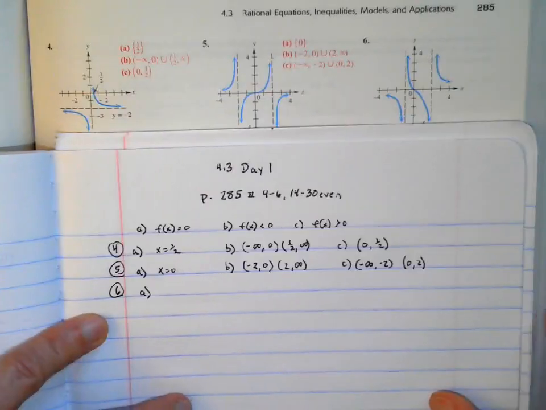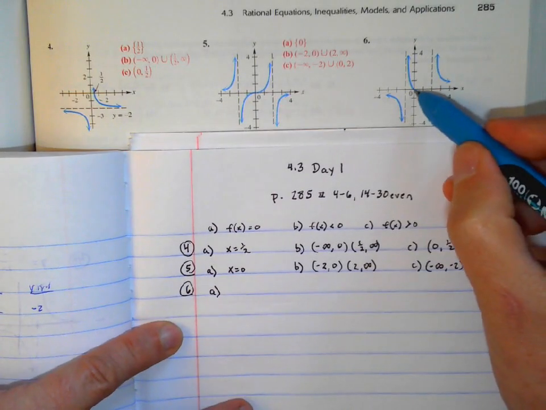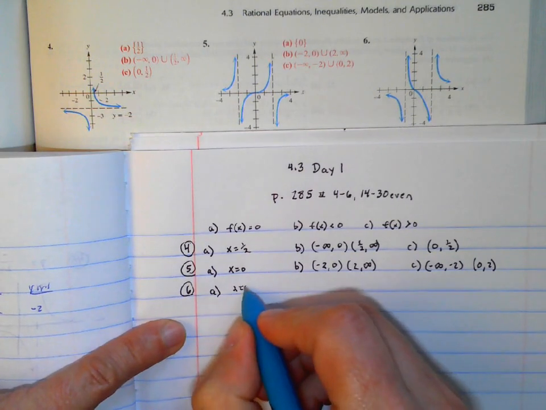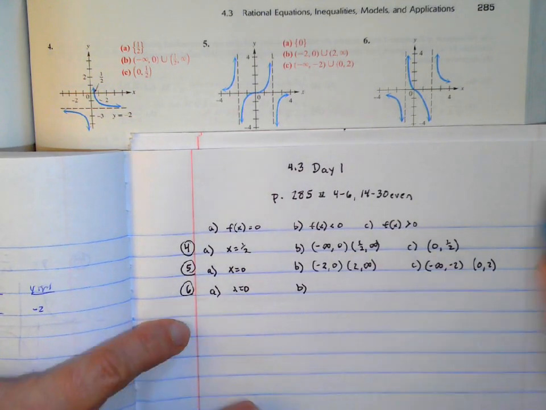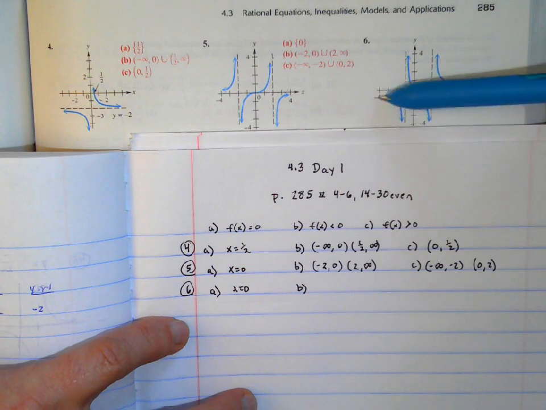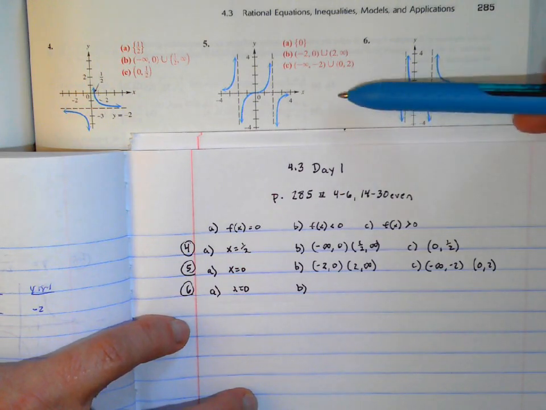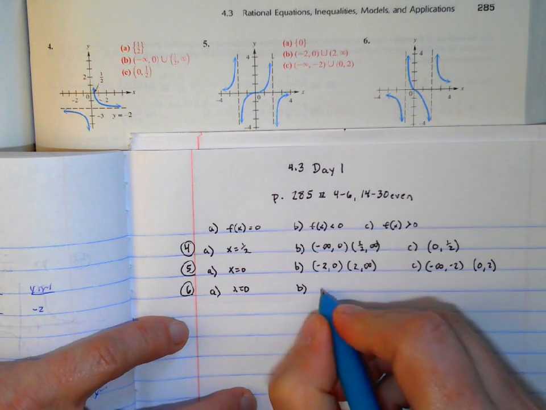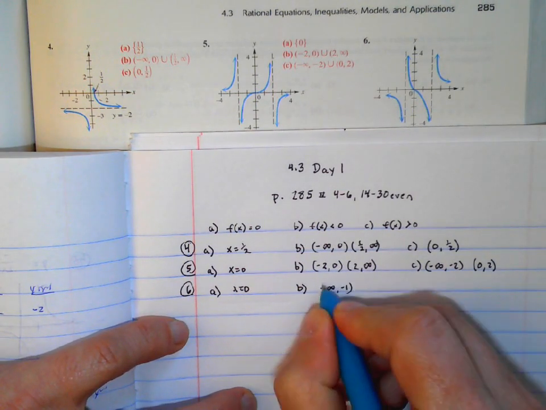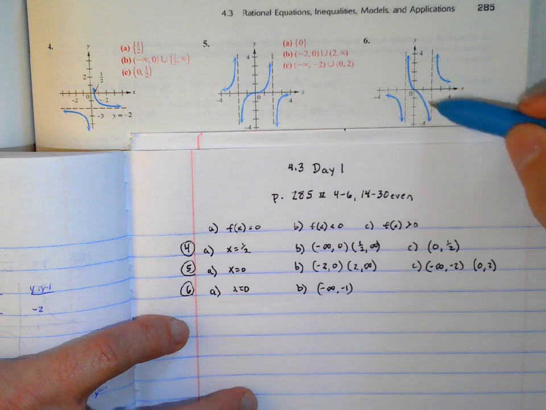Okay, number 6. Where is it equal to 0? It looks like right here at 0. Where is it going to be less than 0? So right here is less than 0. Here's less than 0. Okay, so this one would be from negative infinity to -1. And then from 0 to 2.